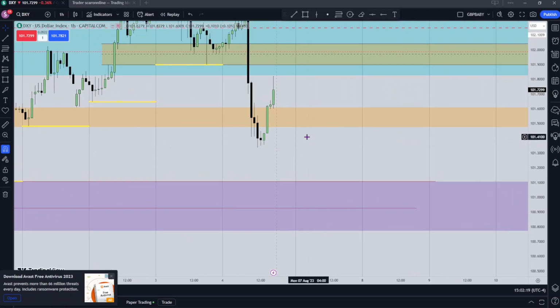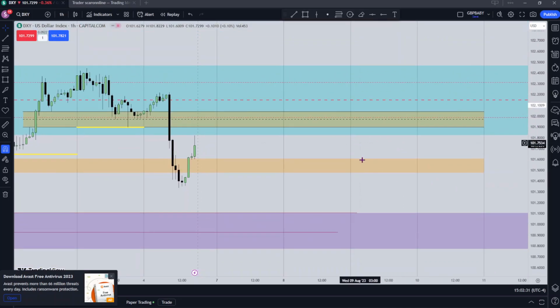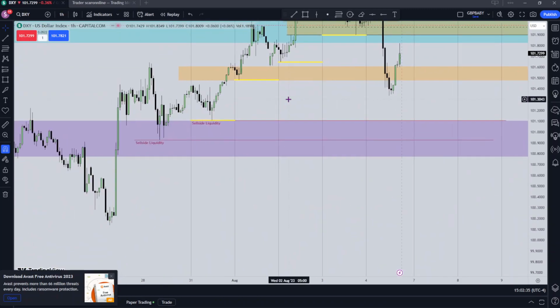Furthermore, we do have PPI on Friday and CPI on Thursday. So I can imagine that by the time we get to Thursday and Friday, there's going to be a lot of price action and a lot of volatility that might help push the market lower and into this sell side liquidity. Also, one more thing to note, let's not forget this massive liquidity void we have here.